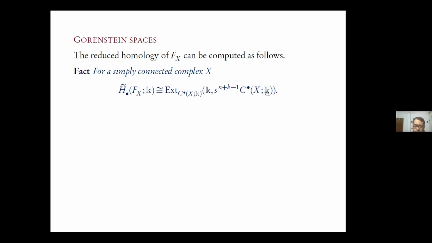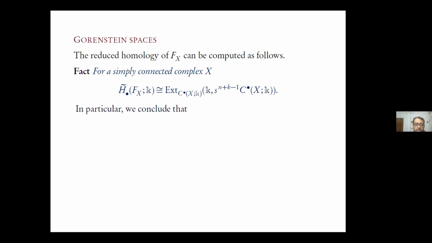So this is the cochains of X, but there's a shift, and you've already seen this shift appear again in Shrikant's talk, and then this k is basically just k. So one way of computing this would be: you have to resolve this k as a free C dot X module, and then you have to take the Hom, and then you have to compute the Ext groups. Okay. The point is this: the reduced homology can be computed by computing the Ext group of this, both as modules over the cochains.